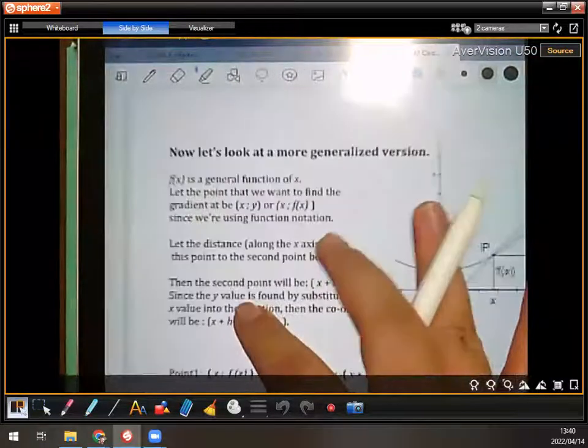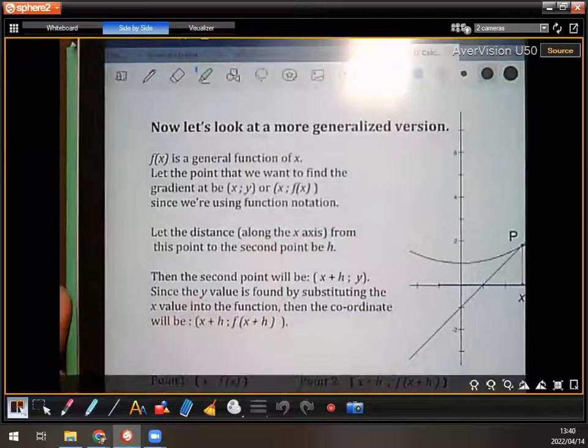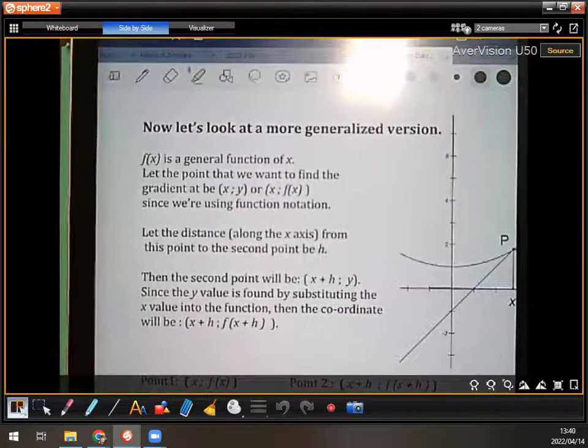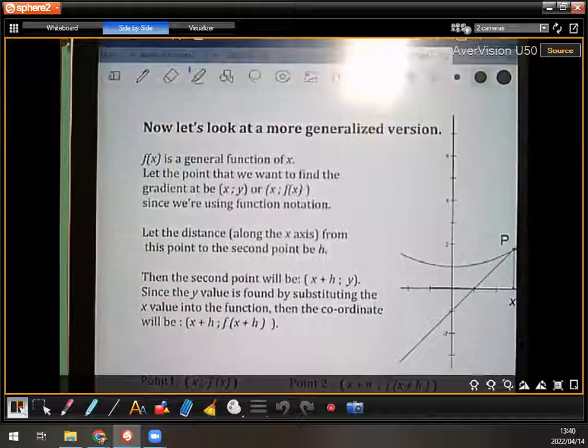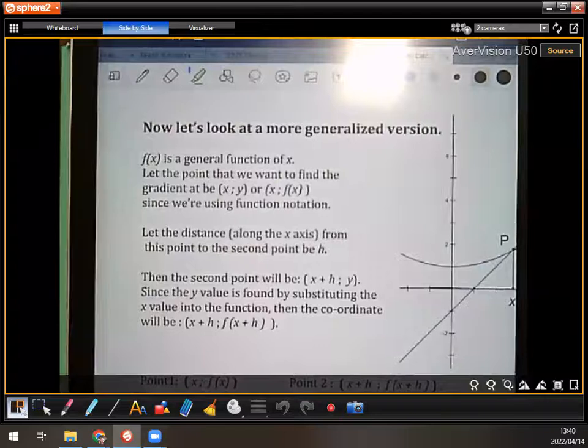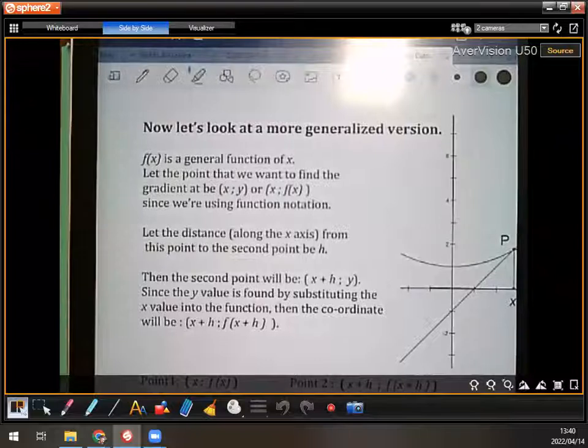All right, let's look at a more generalized version. So we've looked at an actual version, a numerical example, and we got that the gradient was 1. How did we get that the gradient was 1, guys? By calculating the gradient between 2 points and getting closer and closer to the actual point. So what did we do with the distance between the 2 points? The distance became closer and closer to 0. Okay, do you remember that? We highlighted it on the previous page.